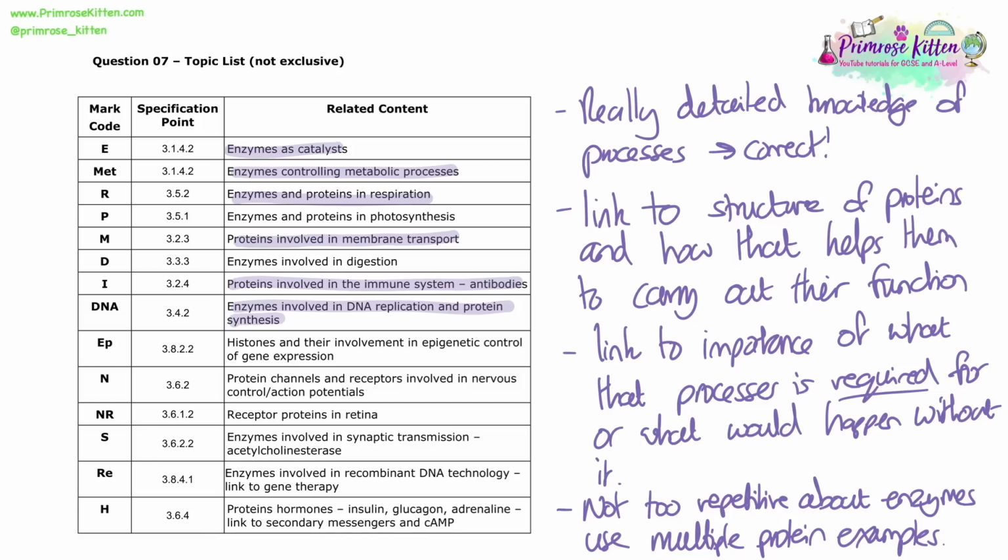Not too repetitive about enzymes, that's why I tried to pick antibodies and hemoglobin, even though I did mention an enzyme within there. Even if your whole essay was about enzymes, it wouldn't necessarily be wrong, because you'd be covering different spec points, as the processes would be different, and then the importance of those processes would be different. But if you've got something like this where there are so many options, try to be a little bit more general and go for things that don't mean you're talking about enzymes all the time. And that would make a nice broad essay answer.